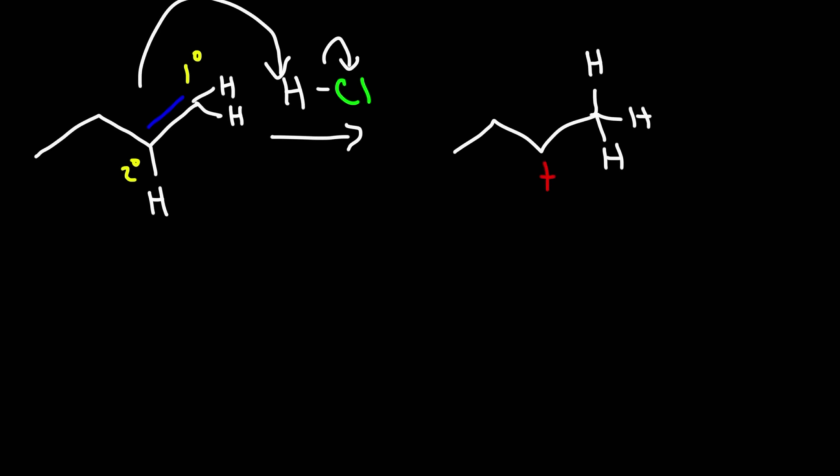And we'll get the plus charge on the secondary carbon. So that's the textbook definition of Markovnikov's rule. But the end result is that the chlorine is going to go on the more substituted carbon atom of the double bond.